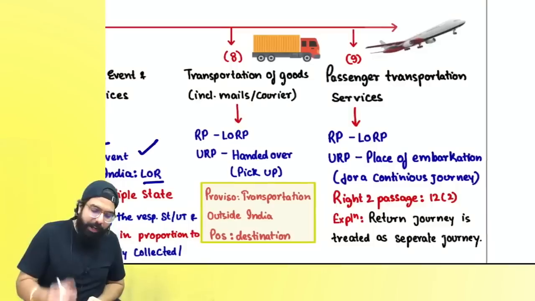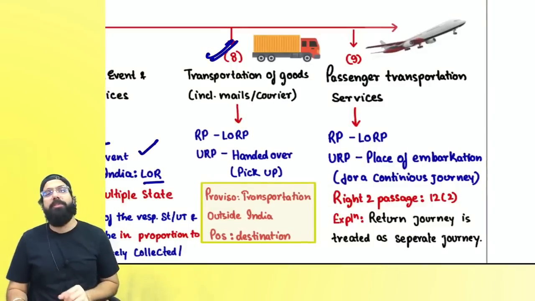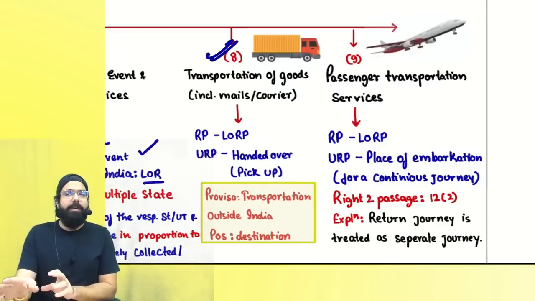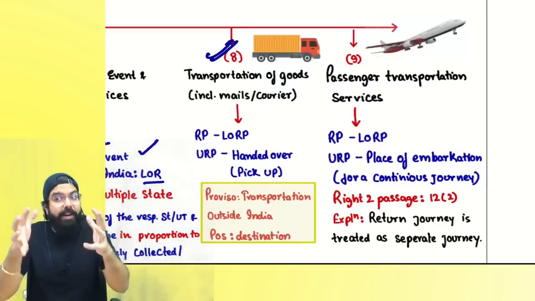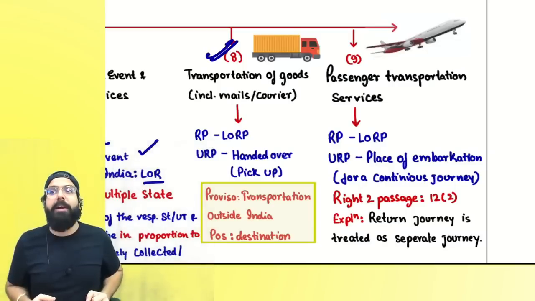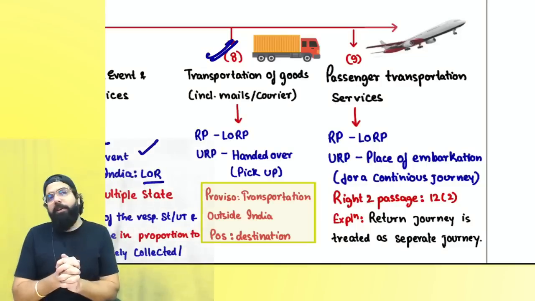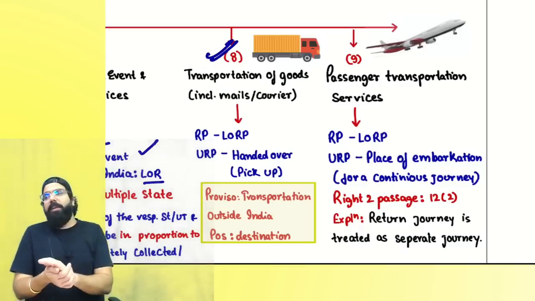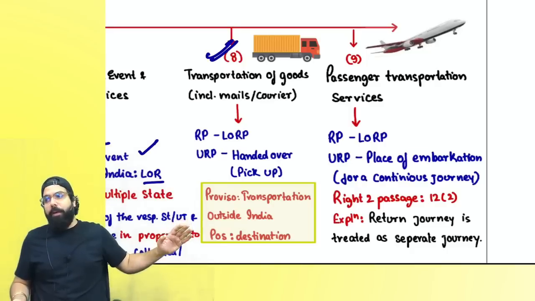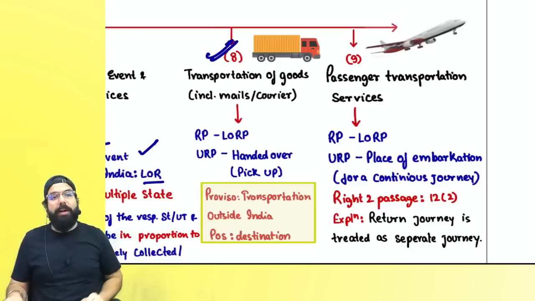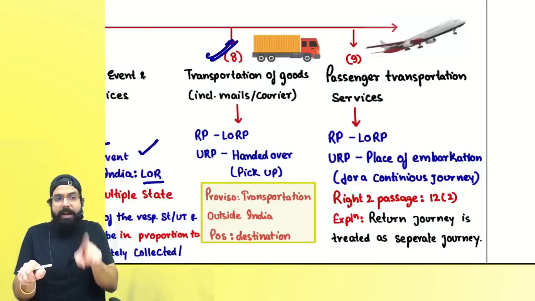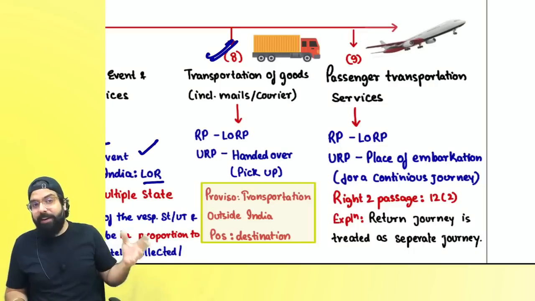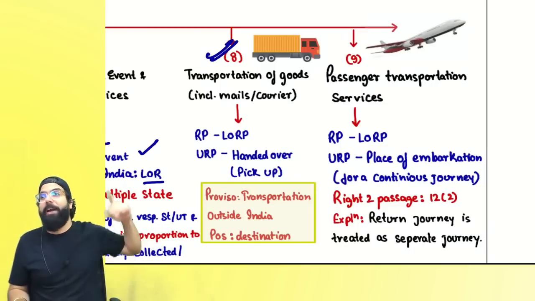Generally accepted accounting principles. Goods transportation of goods, including mail and courier: in the case of a registered person, it is the location of the registered person; in the case of an unregistered person, wherever it is handed over, the pickup location becomes the place of supply. Now in transportation of goods, there is one case. The proviso says if the transportation of goods is happening outside India, the place of supply is in India, the recipient also is in India, and the transportation is outside India.